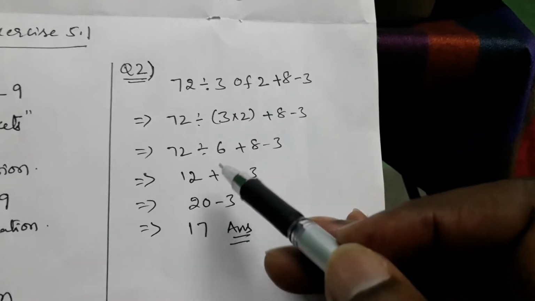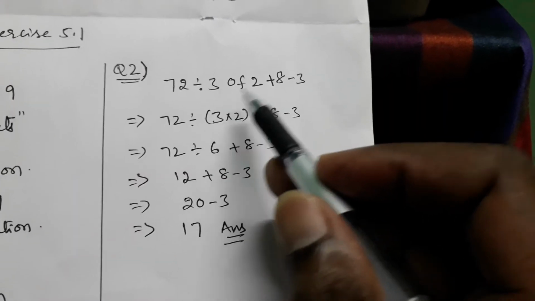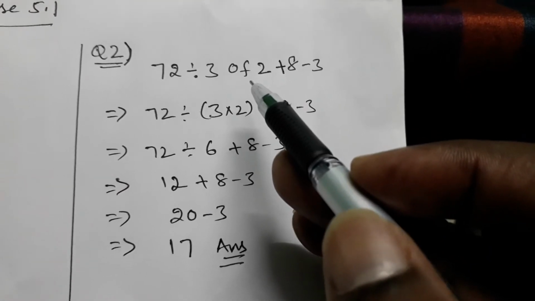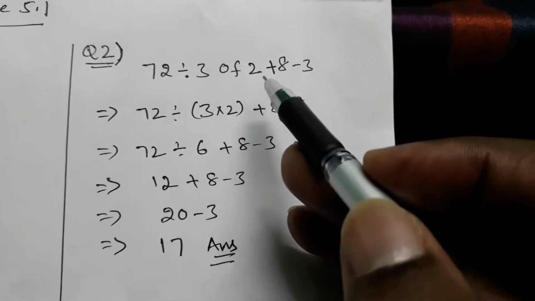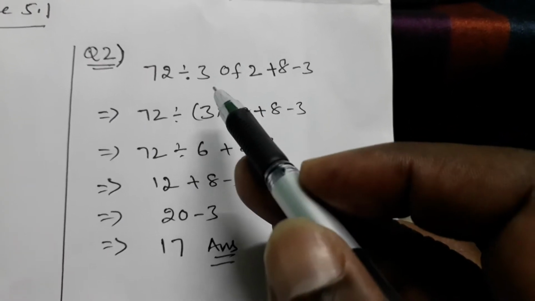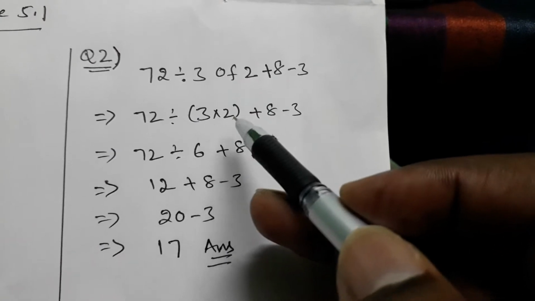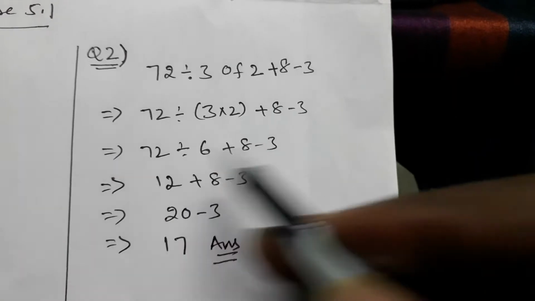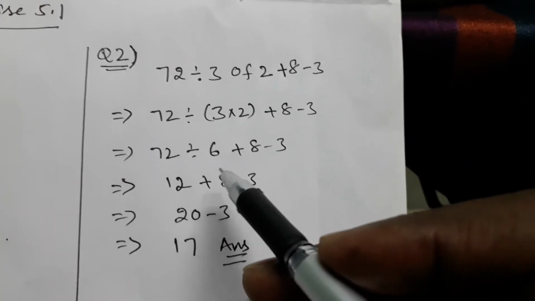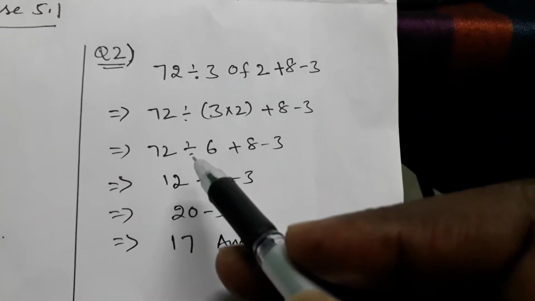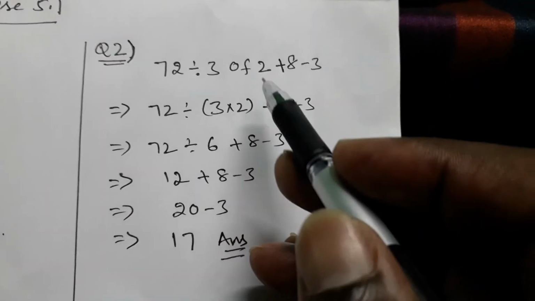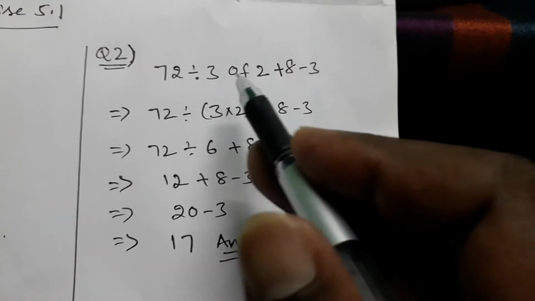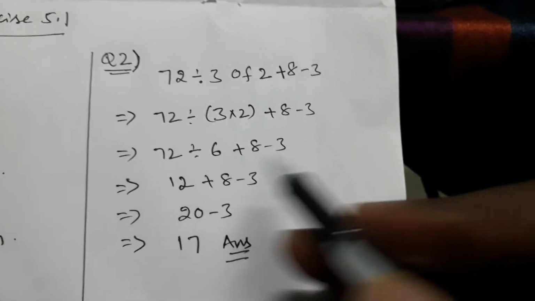Here, only the solving result you have to write. What are you doing here? 3 of 2. 3 of 2 means 3 into 2. "Of" means into only, but separately here 3 of 2. See, 3 of 2 is nothing but 3 into 2, so 6. Okay, remaining all write as it is. Now 3 twos are 6, "of" means into, so write 6 right here, remaining all write as it is.